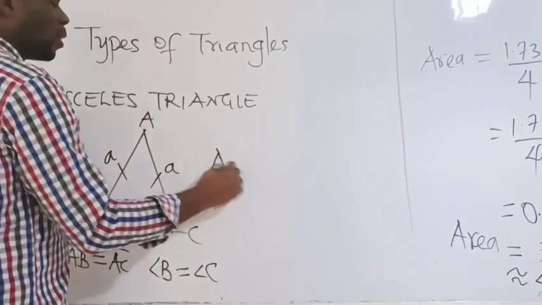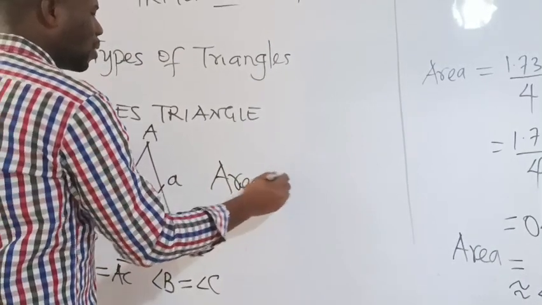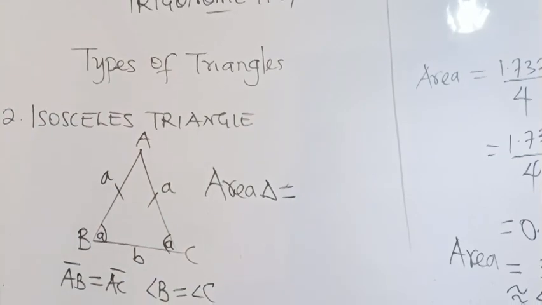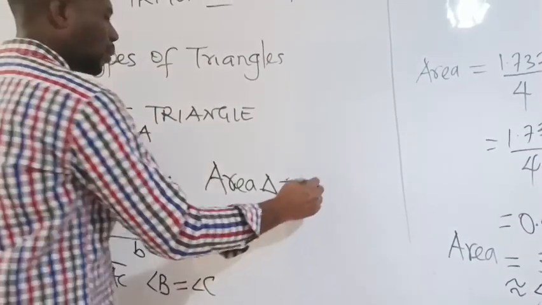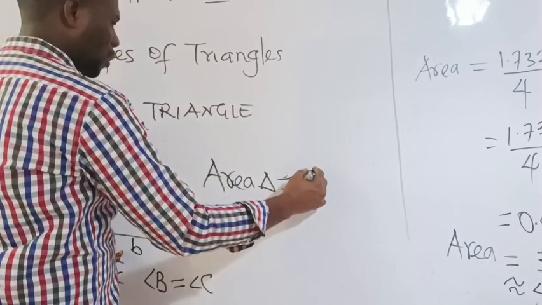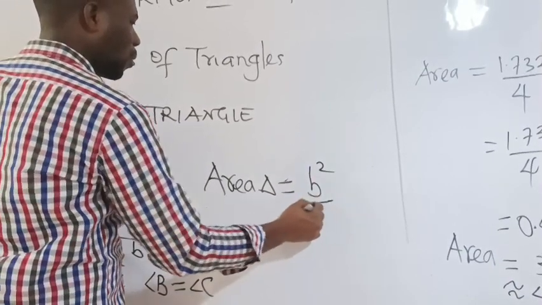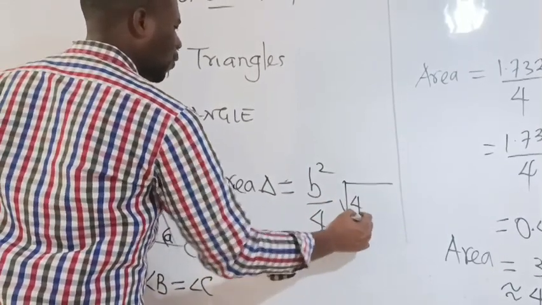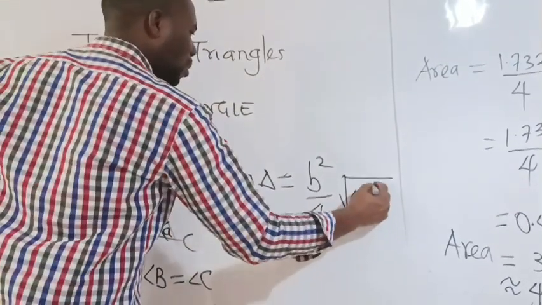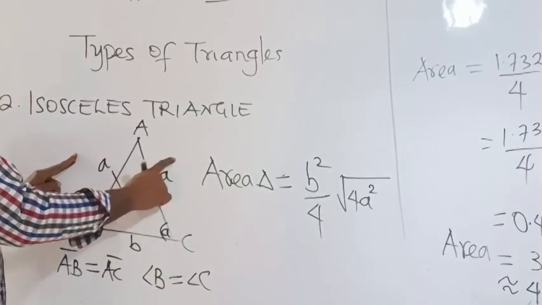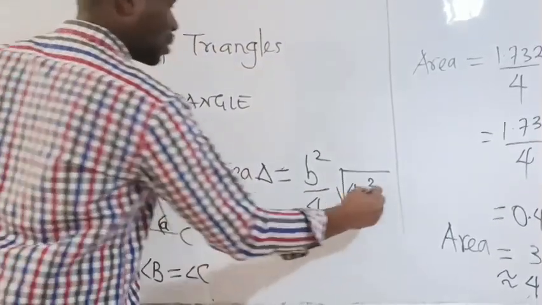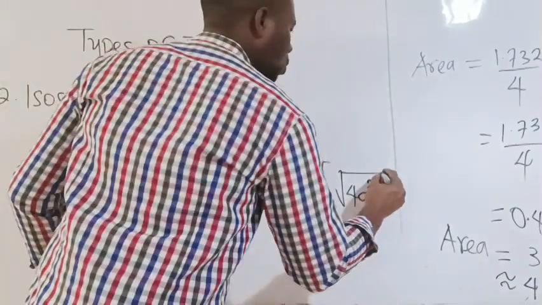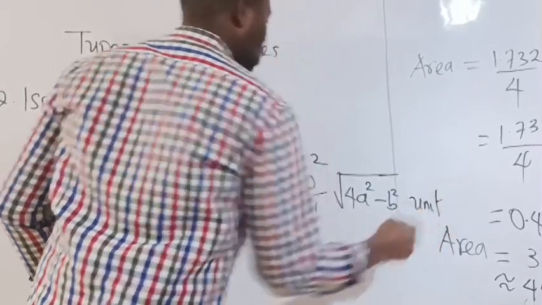Now, let me talk about the area, which is really the space within. Now, this area is simply the side B squared over 4, times the square root of 4 times the side A squared, that's the side that is given, minus the other side, which is B squared, and this is in squared units.